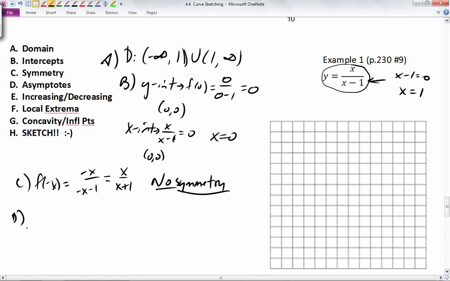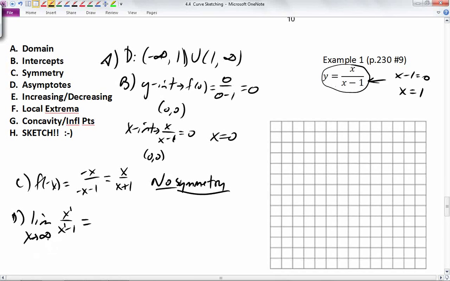Now let's look at asymptotes. Let's look at horizontal asymptotes. What's happening to x over x minus 1 as x goes to infinity? If we remember our shortcut, we look at the degree of the numerator and denominator. Both of them are degree 1. So what is the limit as x approaches infinity? This shortcut is only possible to be used when we're finding a limit as x approaches infinity or negative infinity.